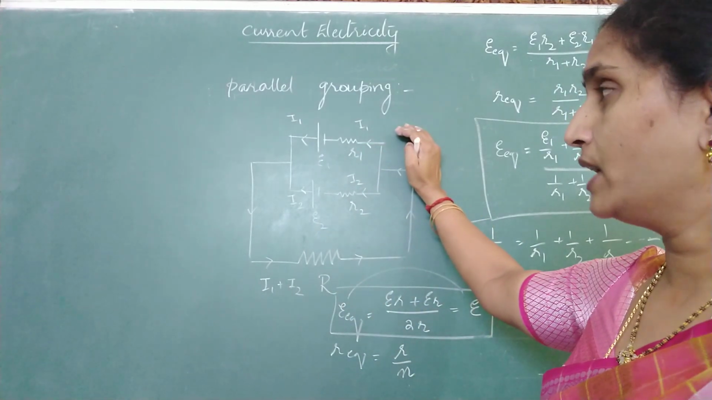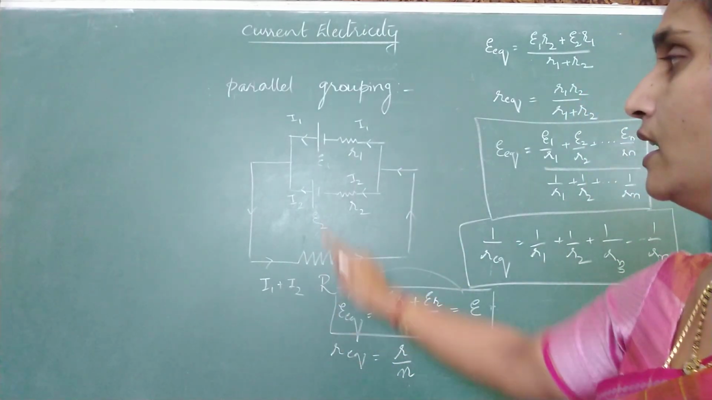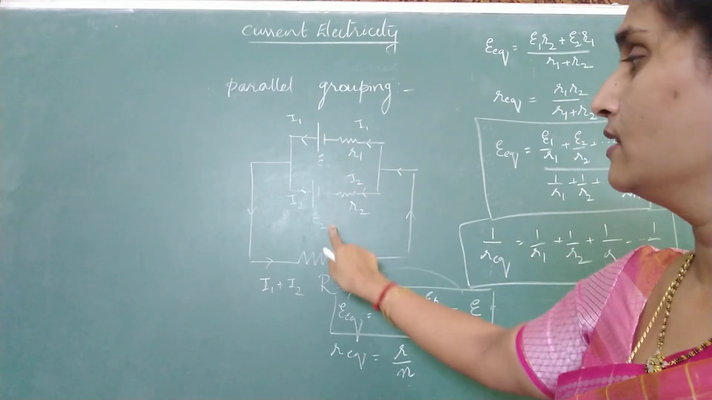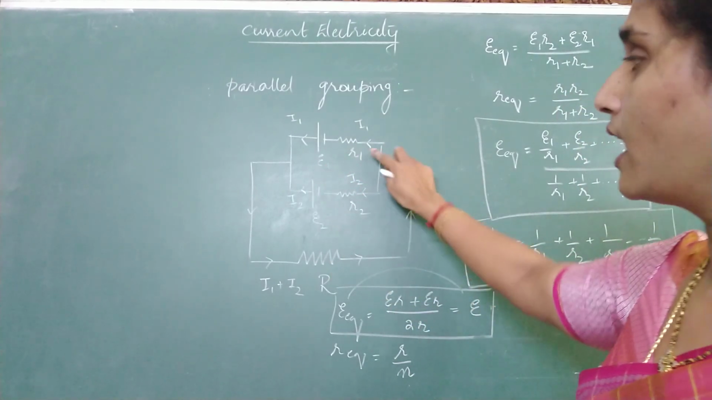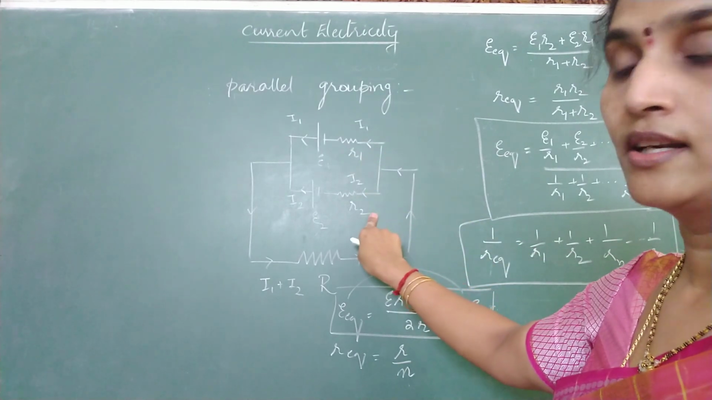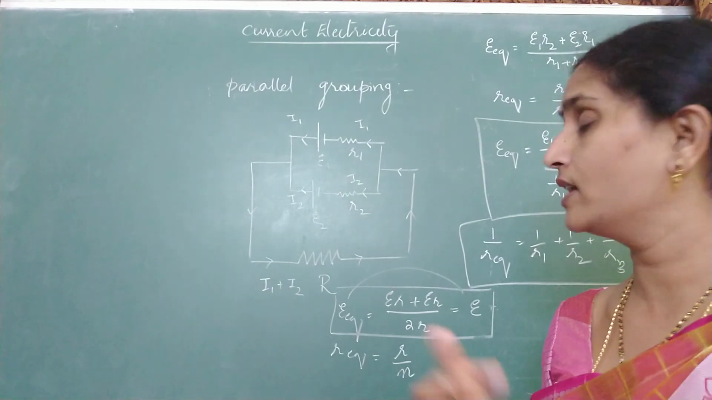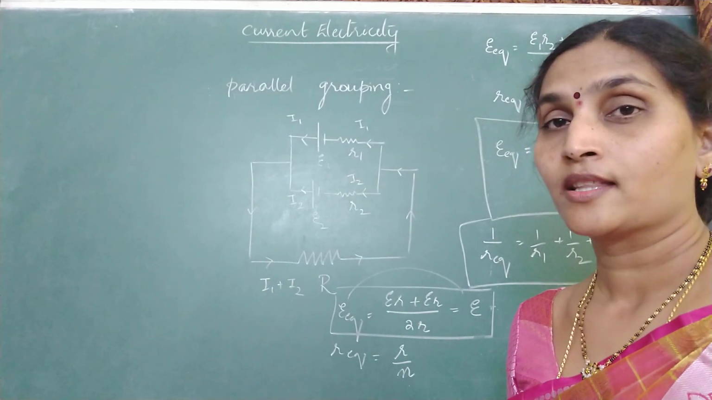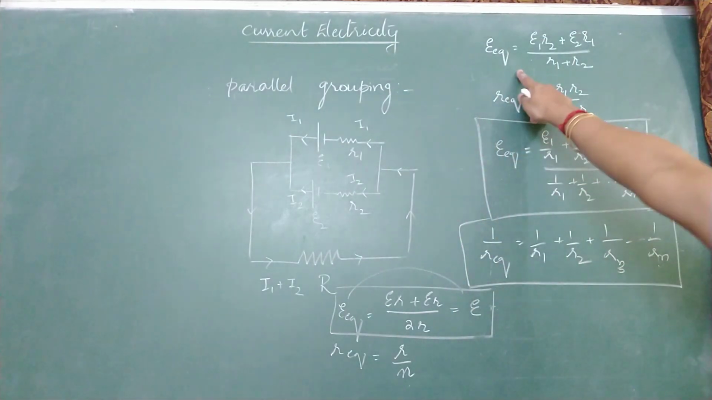But in parallel grouping, remember one point: sometimes they ask you a question where two cells have different EMF, E1 and E2, but the same internal resistance, R1 and R2 equal. Again I repeat, EMF is different, E1 and E2 are different, but internal resistance is same. Then what will be the equation for equivalent EMF?